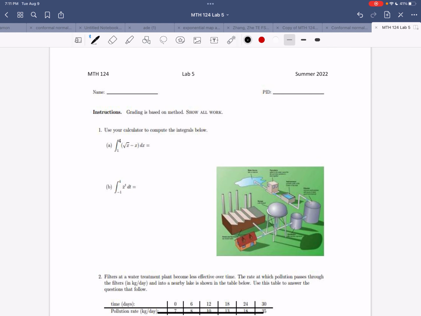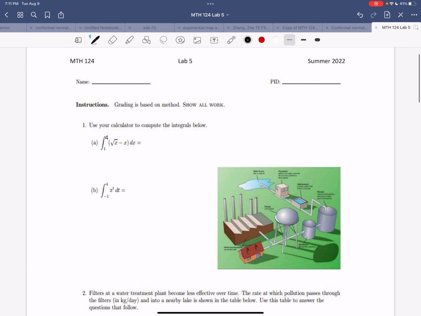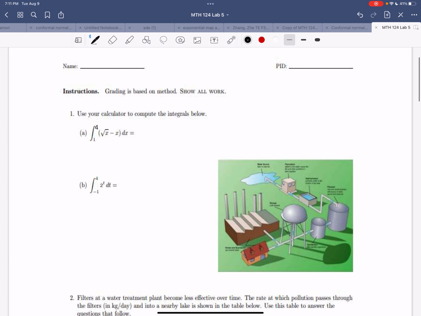Okay, everyone, this is our Lab 4. Lab 4 is about integrals. And let's first calculate the first question, these two definite integrals.